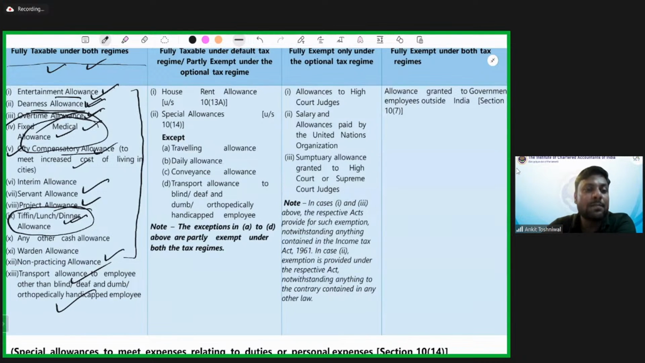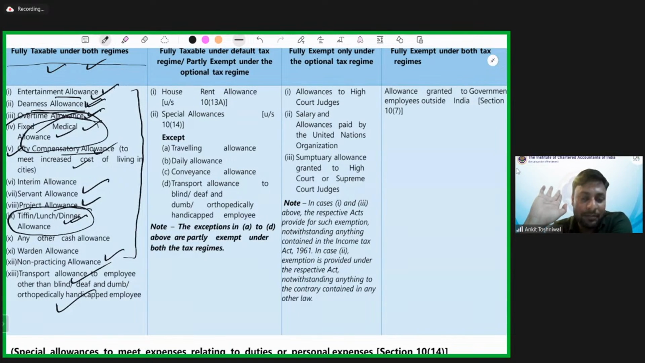An allowance provided by the company in order to commute the distance from office to home and from home to office. Whatever expenses you are incurring for reaching the office from home and from office to home, if the company is providing any transport allowance, that is fully taxable, except if the employee is handicapped. So for the normal employee, it is fully taxable.